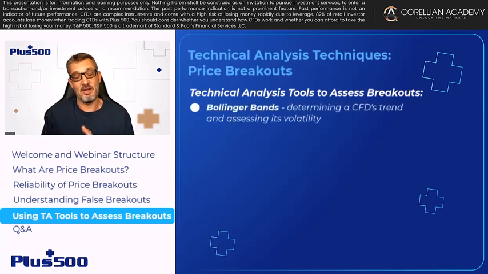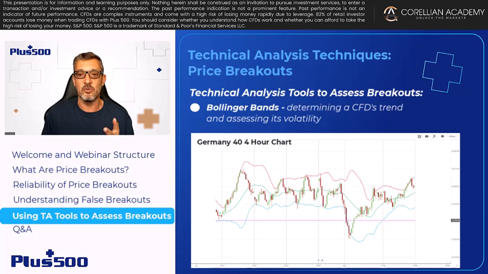Now let's look at our final indicator, and that's Bollinger Bands. These are a technical indicator that helps to determine not only the trending condition of a CFD, but also its price volatility and whether it's increasing or decreasing.